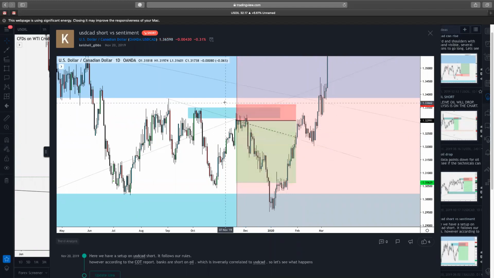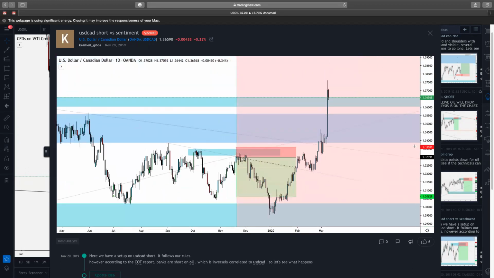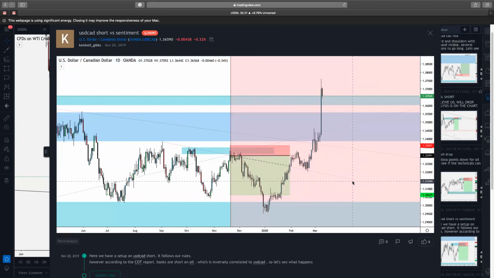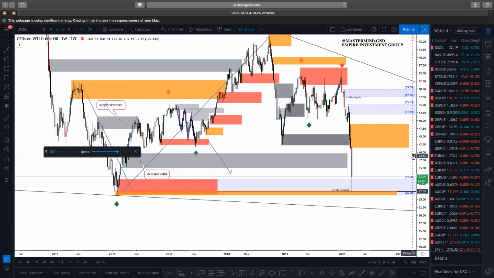So that newly created zone would have been from this area, come right across, right below the zone here. So that zone is removed, and now we have a new demand zone right here, right? This area here, this rally, base, rally, and then the price reacted off of it and went to the moon, right?